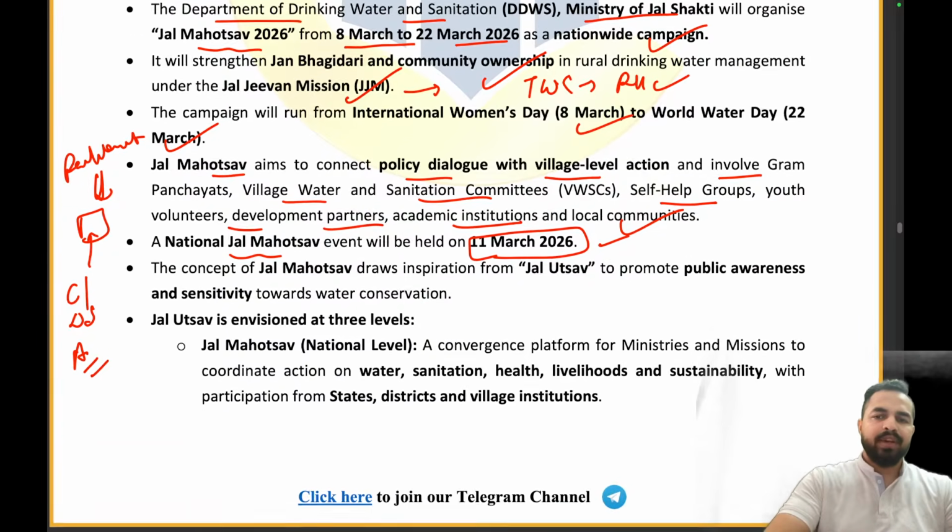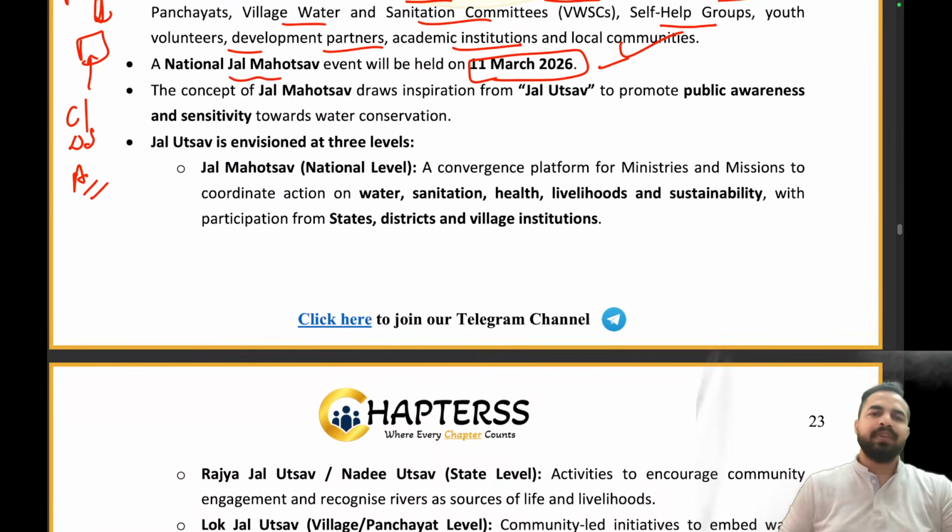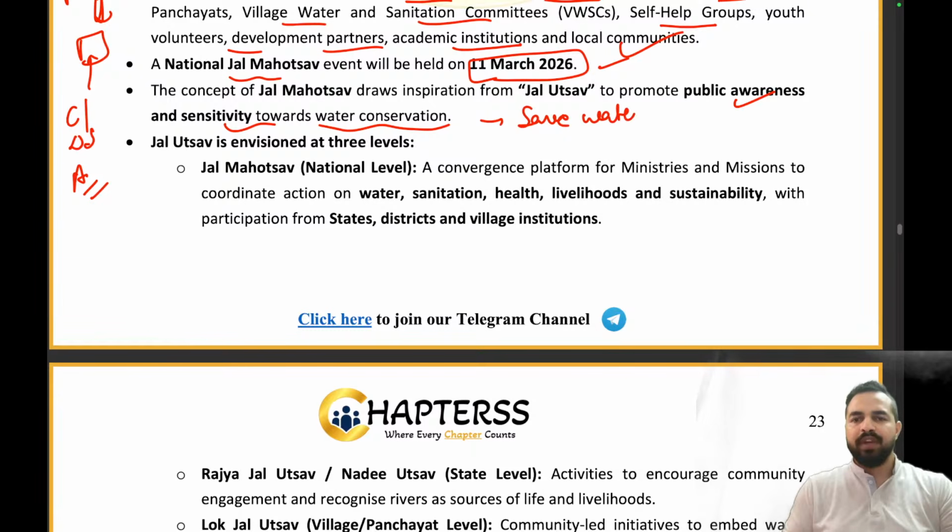So now, my dear friends, we have come up with this Jal Mahotsav in order to promote public awareness and sensitivity towards water conservation. We need to make people aware that we are required to save water, right? We need to promote water conservation activities in our society, because when it comes to water, we say jal hi jeevan hai, right? So basically, if we want to save life, we have to save water too.